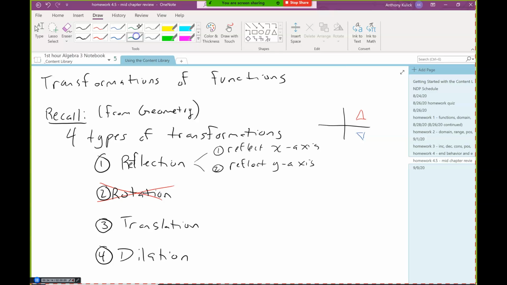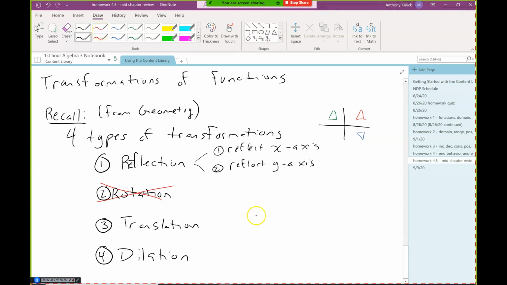Or if we reflected across the y-axis, where the red one is still our pre-image, the result would be something like this. Again, new location and a possibly different orientation, but still the same relative dimensions, right? Everybody kind of remember doing that? Okay.